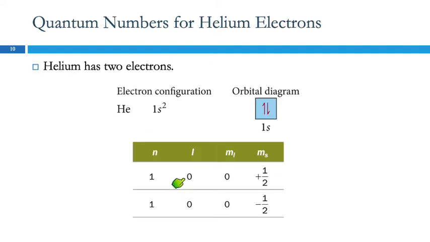They are both l equals 0. That's the s, right? They are both m sub l equals 0. That's the specific orbital. There's only one kind of s orbital, right? So far they have the same numbers. They can't have all 4 the same. So 1 is plus 1/2 for the spin, and 1 is minus 1/2 for the spin. We indicate that by 1 arrow up and 1 arrow down.